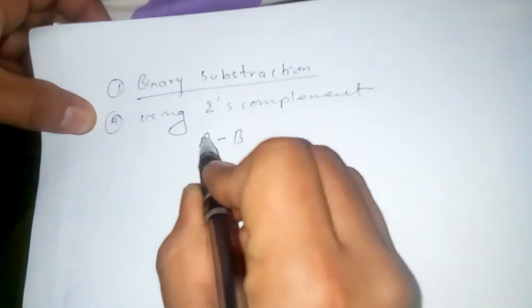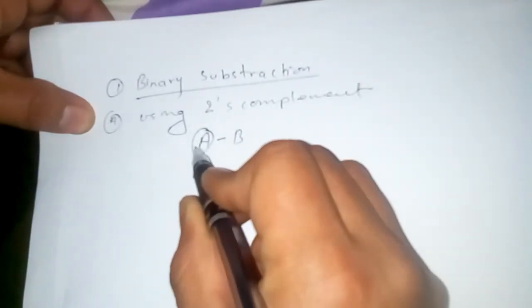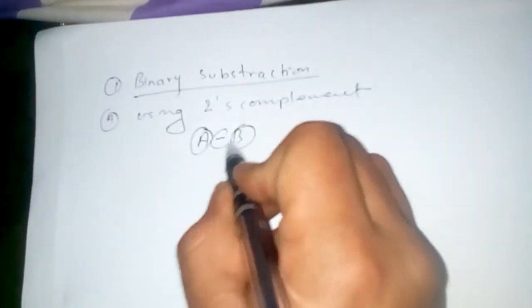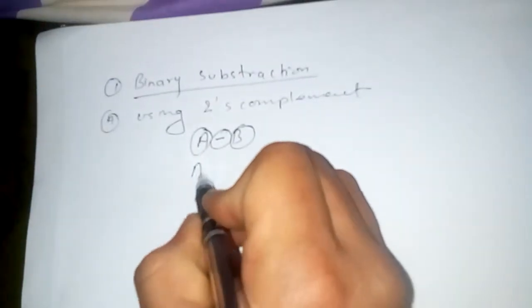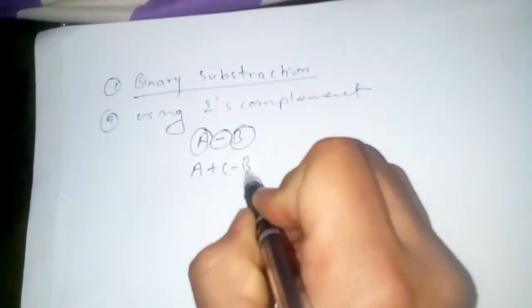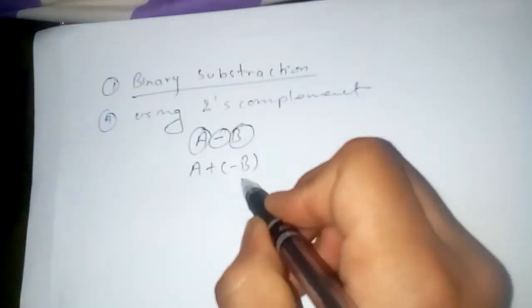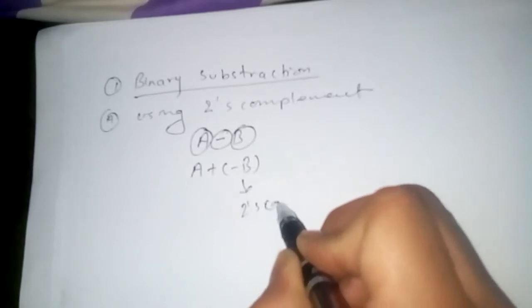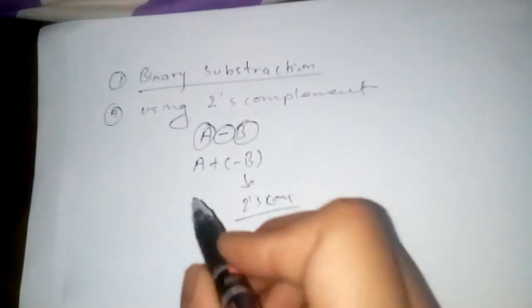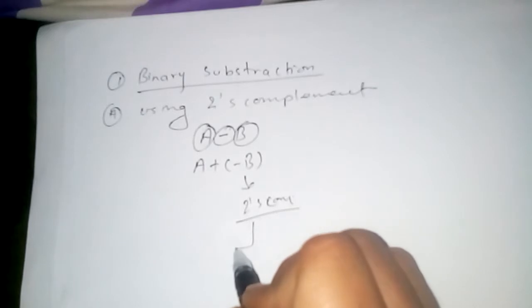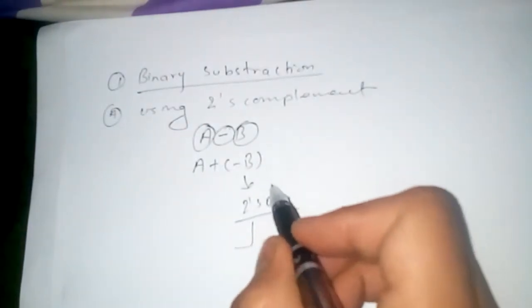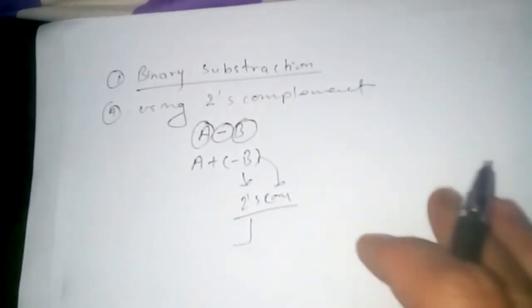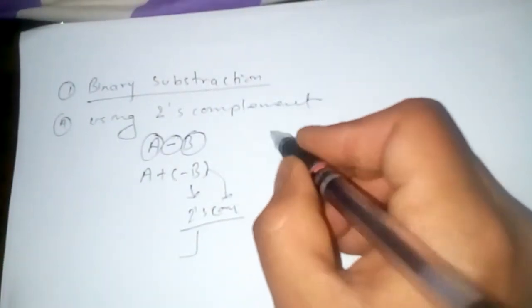Let's see an example: A subtraction B. Here A is one binary number and B is another binary number. Here is the subtraction between them. We can write this as A plus minus B. That means minus B will be the 2's complement. Now we add the 2's complement of B and A, then we will find the final subtraction.